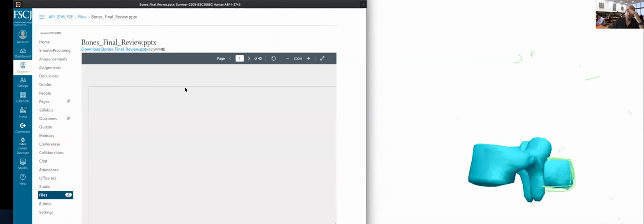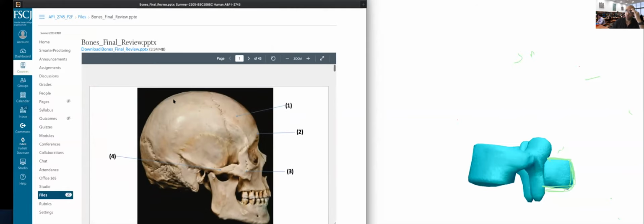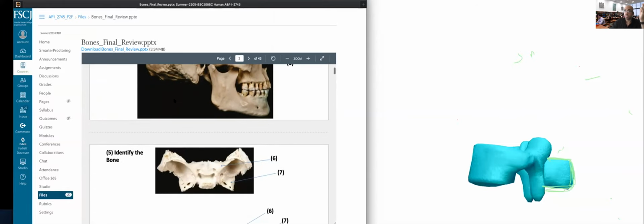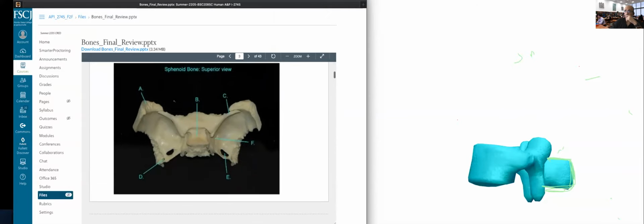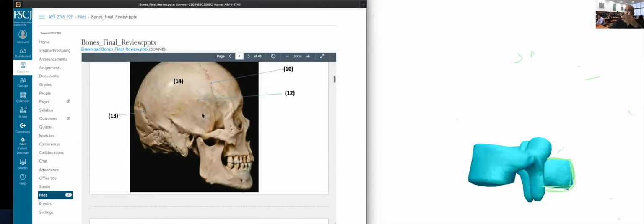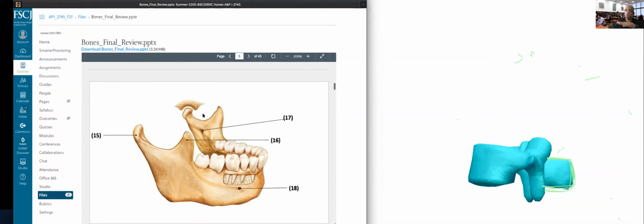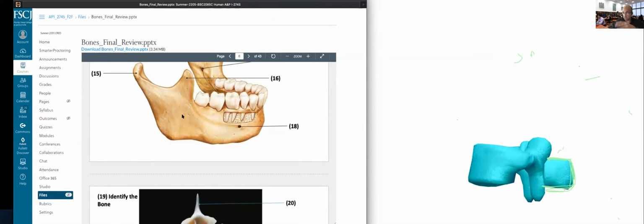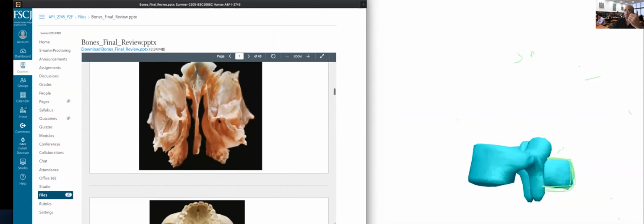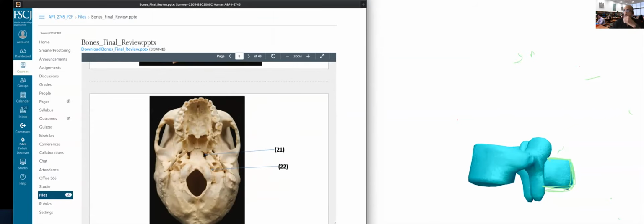You also can see here a bones review, which is going to be simulating the exam. This was a previous exam, and not all the markings on this review are required from you. For example, like this here, if you notice, this is not something that we've mentioned today. This is called the foramen lacerum, and this is not something that you are required to know according to your bone list.